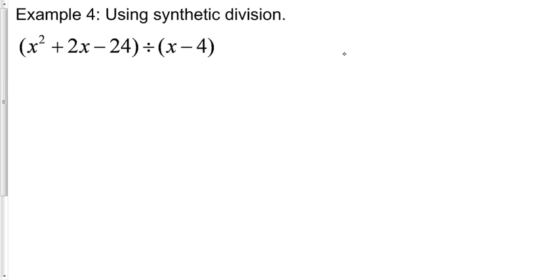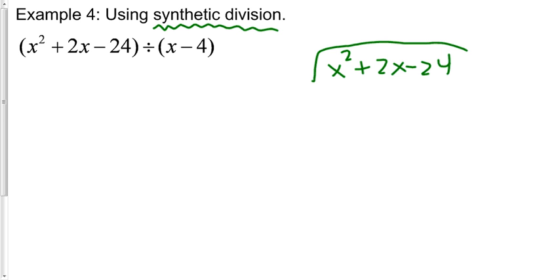Okay, here's another example. I'm going to show you how to do this using long division, and I'm also going to show you a different method that we call synthetic division. Both of them work, but they're a little different and kind of hard to keep track of. So first, using long division, the way that I showed you on the last example. We're going to put x squared plus 2x minus 24 under our symbol. That gets divided by x minus 4.